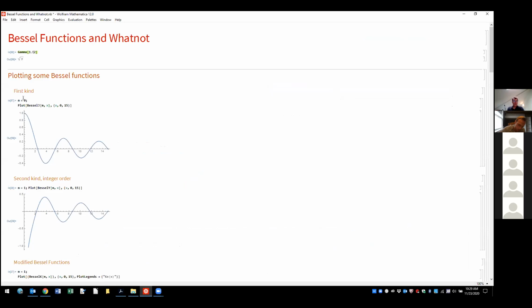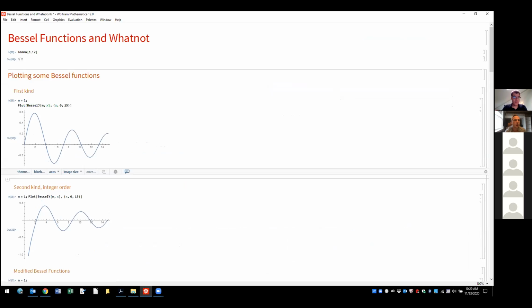And if we plot Bessel functions of the first kind, here's J0. The Mathematica command for them is just BesselJ, because the first kind of Bessel function is called J. That's just its name. M tells you the order of the Bessel function. X is the variable. I plot it out to 15 for convenience, which shows you a lot. M equals 1 looks like that. M equals 2 looks like that.